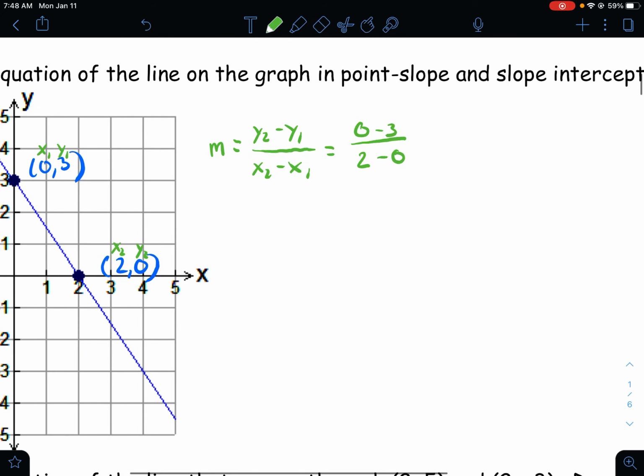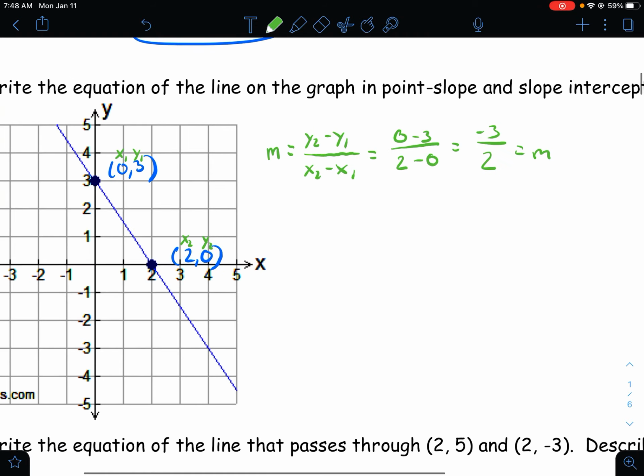Sometimes if you try to plug all this in at once, you will make calculator errors if you don't put parentheses in the right spots. So first, let's calculate the top. 0 minus 3 gives us a -3. 2 minus 0 gives us a +2. So our slope here is going to be -3/2.